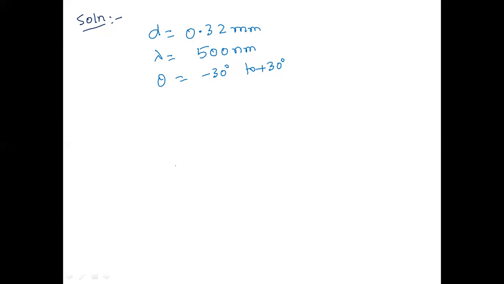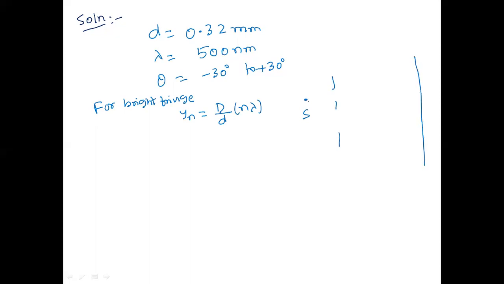Okay, fine. For the bright fringe, I can write it as yn is equal to capital D by small d times n lambda. Now, here we'll have the source, we are having the slit, and then the screen.